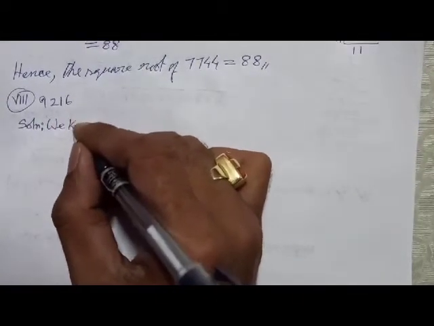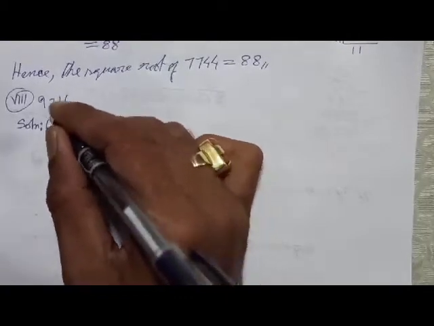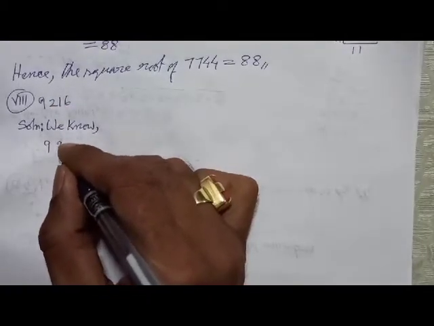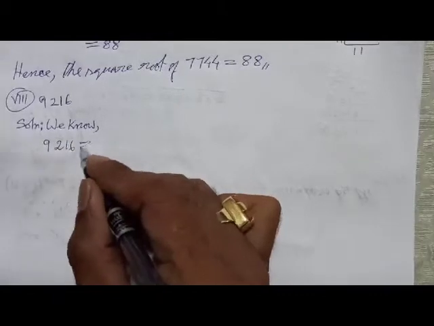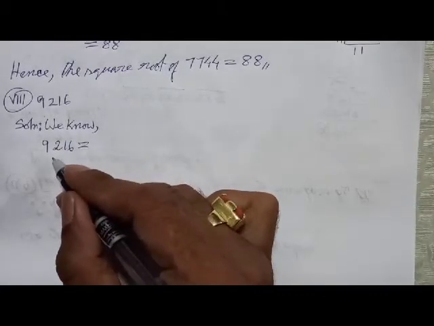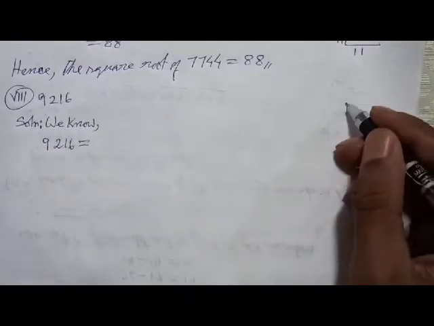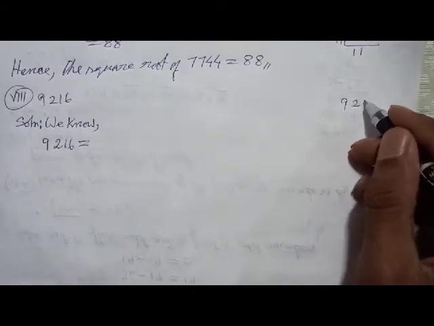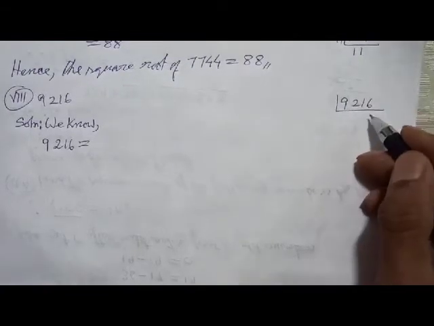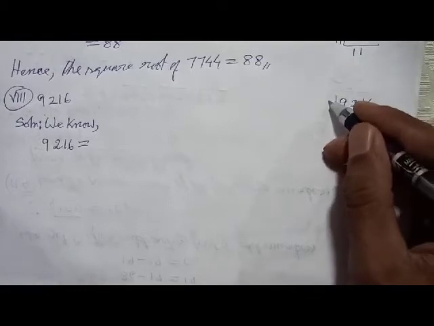We know, write the given number 9216. Let us find out the prime factors of 9216. Here the unit place digit is 6, so we can divide by 2.